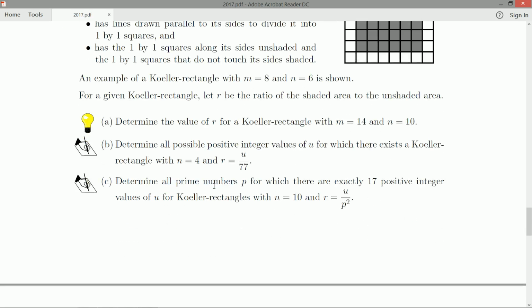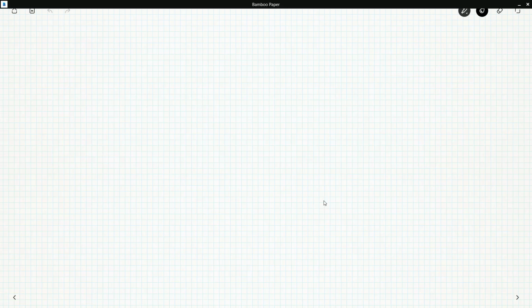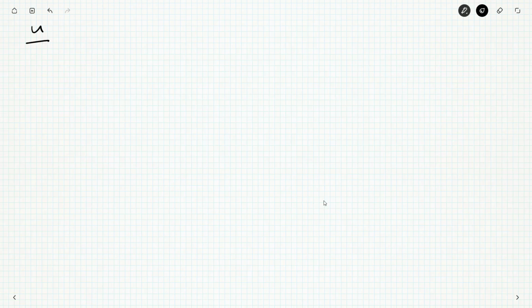Determine all prime numbers P, for which there are exactly 17 positive integer values of U for Keller rectangles with n is 10 and r is U over P squared. Whoa, okay. So, same sort of setup as the last one. Still solving for these U's here.